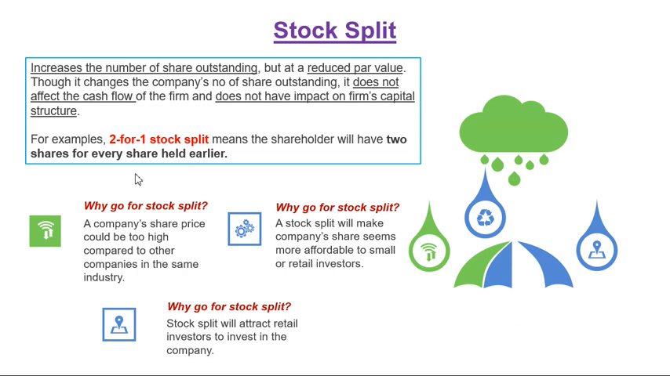Why does the company go for stock split? A company's share price could be too high compared to other companies in the same industry. Therefore, a stock split would make the company's shares seem more affordable to small or retail investors, and the stock split will also attract retail investors to invest in the company.